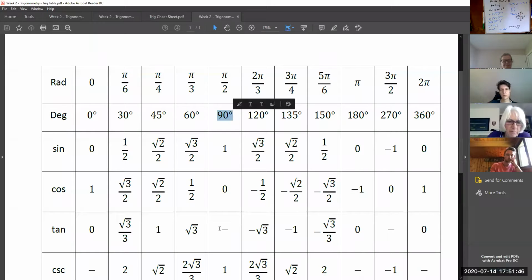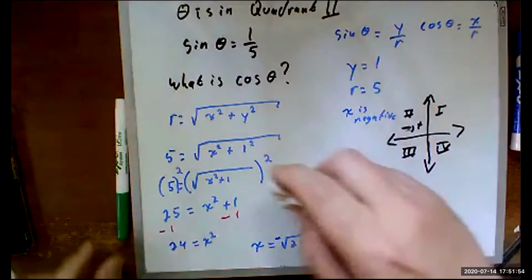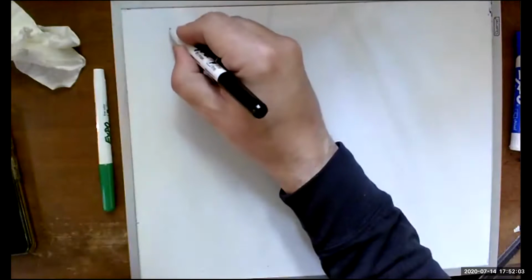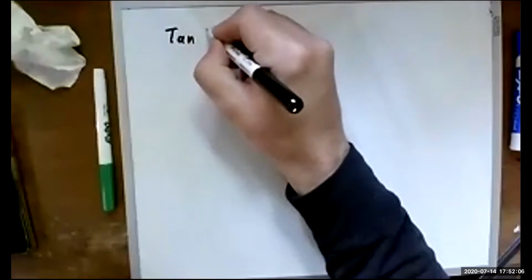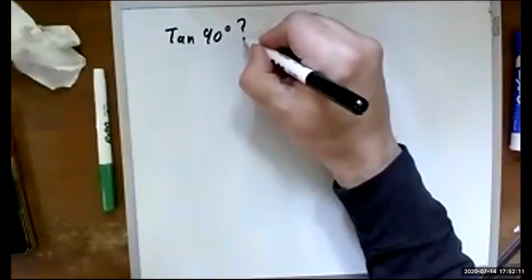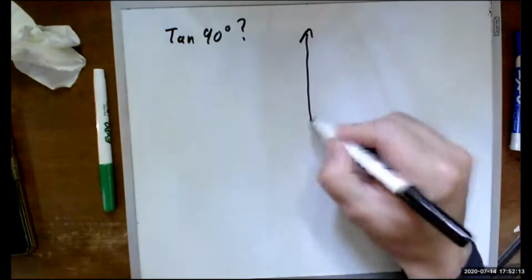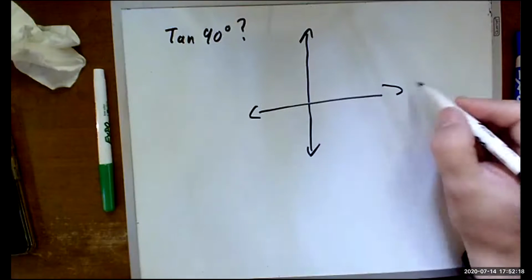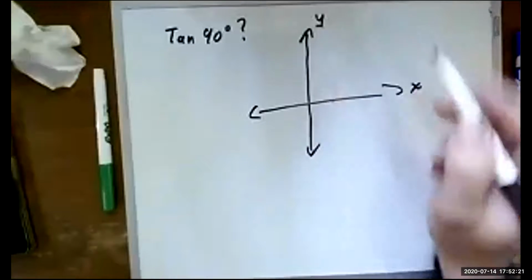Okay. So let's take a look at this. This is for 90 degrees and tangent. Why does the tangent of 90 degrees have a dashed line? Well, let's do that and find out what's going on. So, tangent of 90 degrees. Let me draw a quick picture here so that we can see what it is we're looking at.